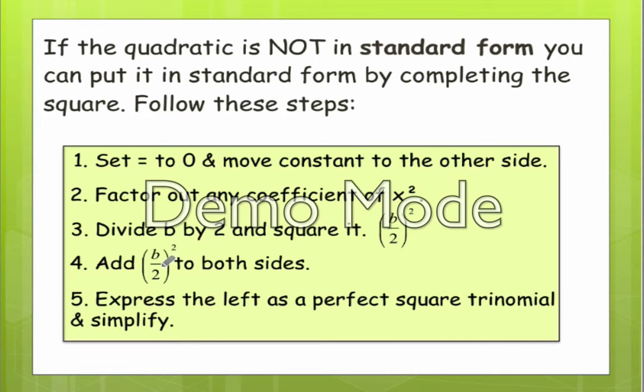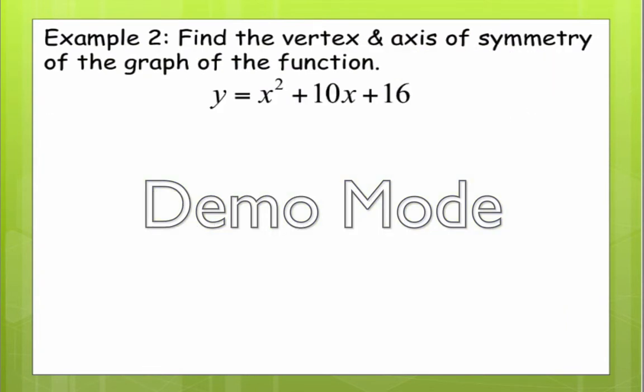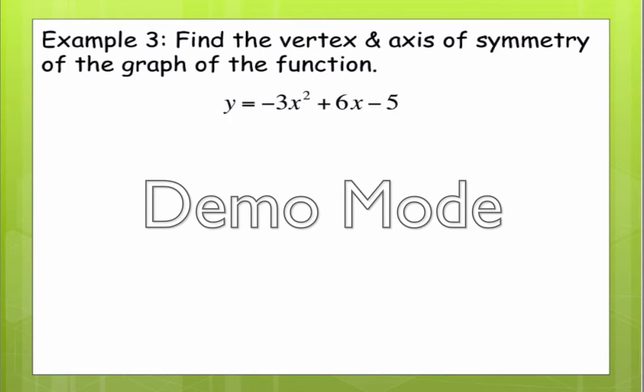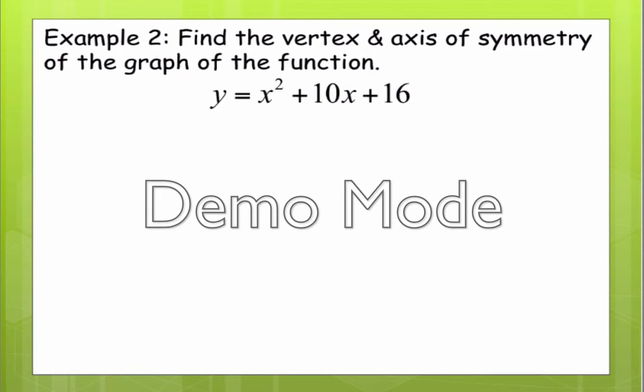Now, why do we add b over 2 squared? Because now you can express the left-hand side as a perfect square trinomial, which is exactly what we need to do to put it in standard form. So you can copy down these steps. They might be helpful when completing the square. We're going to go over some examples so you can see how to do that. First, I'm going to do a slightly easier example because I'm not going to have a coefficient of x squared. In the next slide, I'm going to do a harder example where I do have a coefficient of x squared.